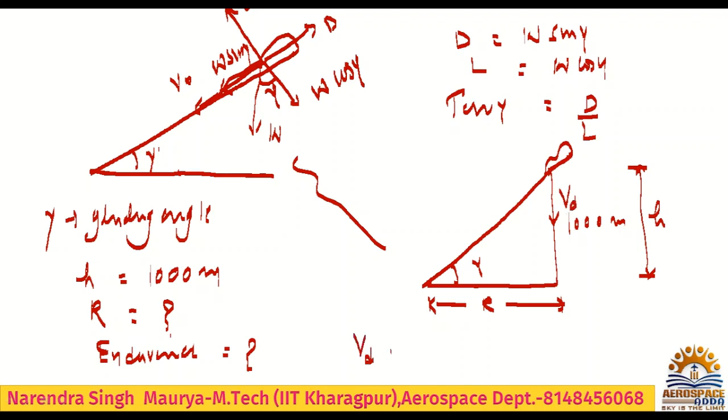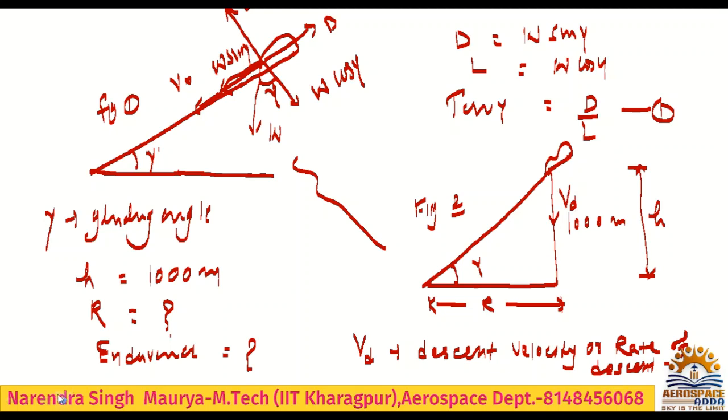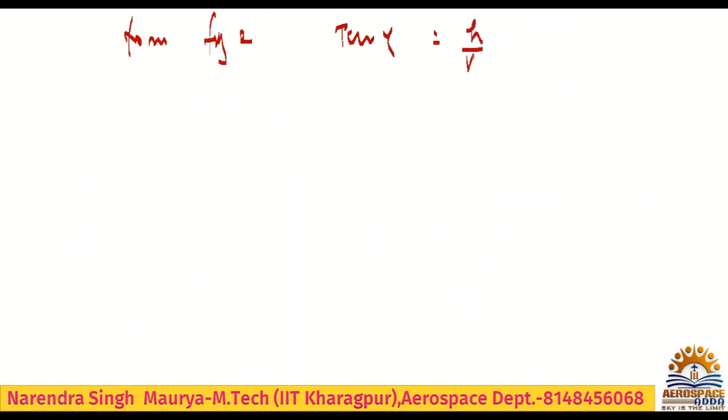What is the Vd? Vd is nothing but descent velocity, or called rate of descent. All right, anyway. So we have two diagrams. This is figure 1, and this is figure 2. So from figure 1 you got tan gamma is equal to D by L, and from figure 2, what is the tan gamma? From figure 2, what is the tan gamma? Check. It is h by R.